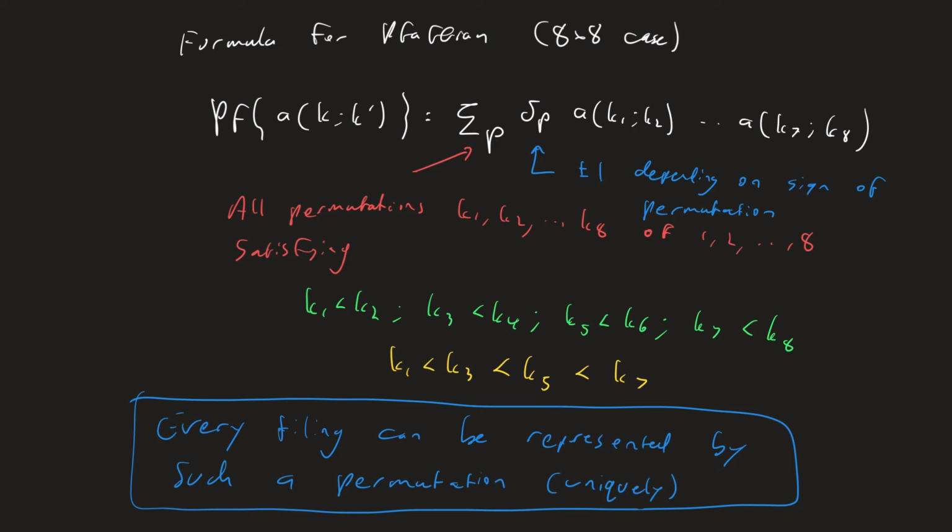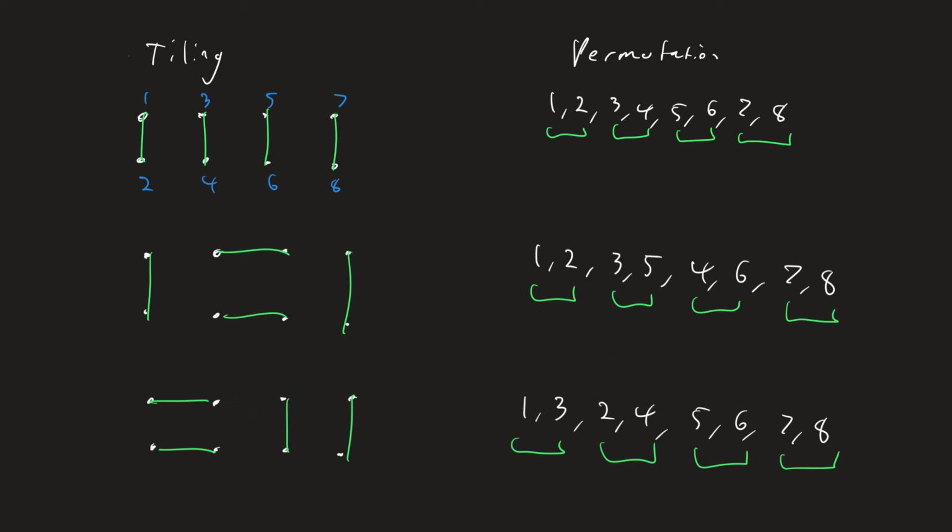So the claim is that every tiling can be represented by a permutation satisfying these rules here, and we'll demonstrate this now. This tiling here is represented by the permutation 1, 2, 3, 4, 5, 6, 7, 8. Indeed, we look at our permutation and we look at the terms in pairs. So 1, 2 says there's a tile from 1 to 2. 3, 4 says there's a tile from 3 to 4. 5, 6 says there's a tile from 5 to 6. And 7, 8 says there's a tile from 7 to 8.